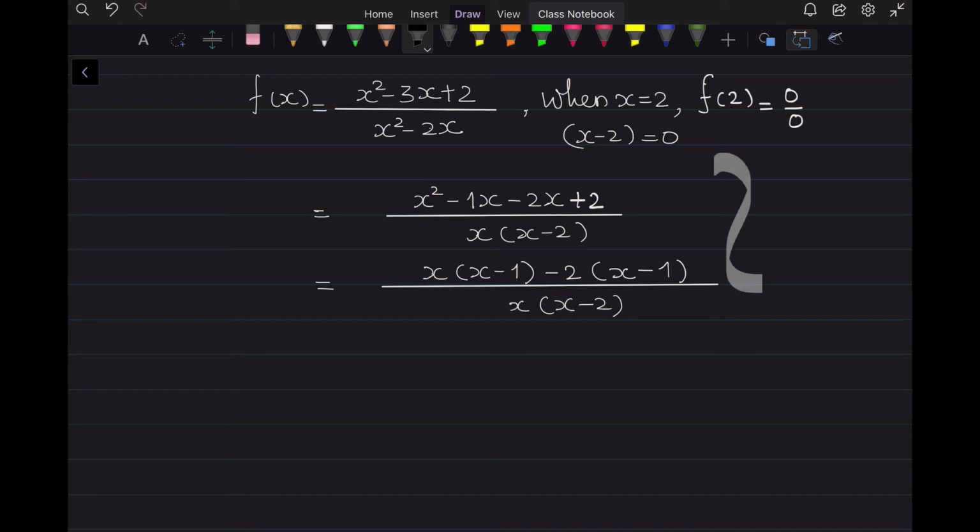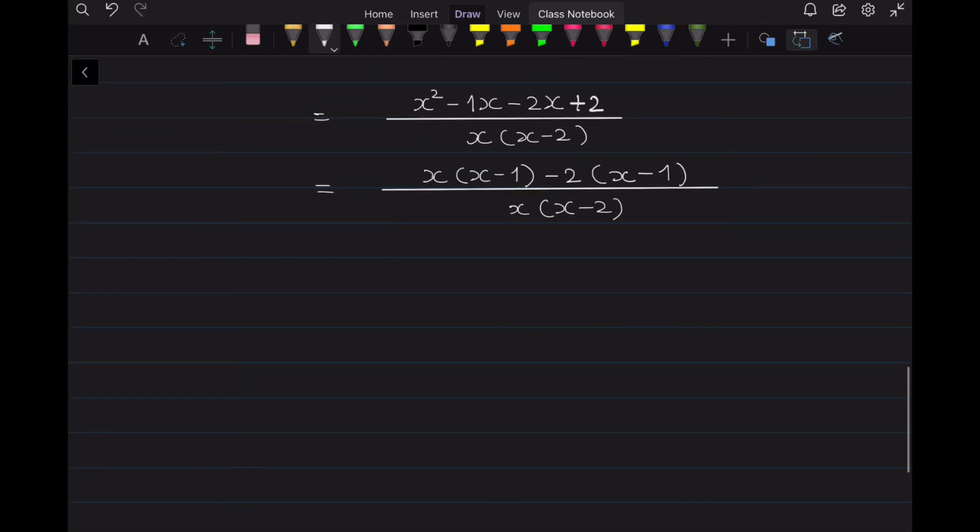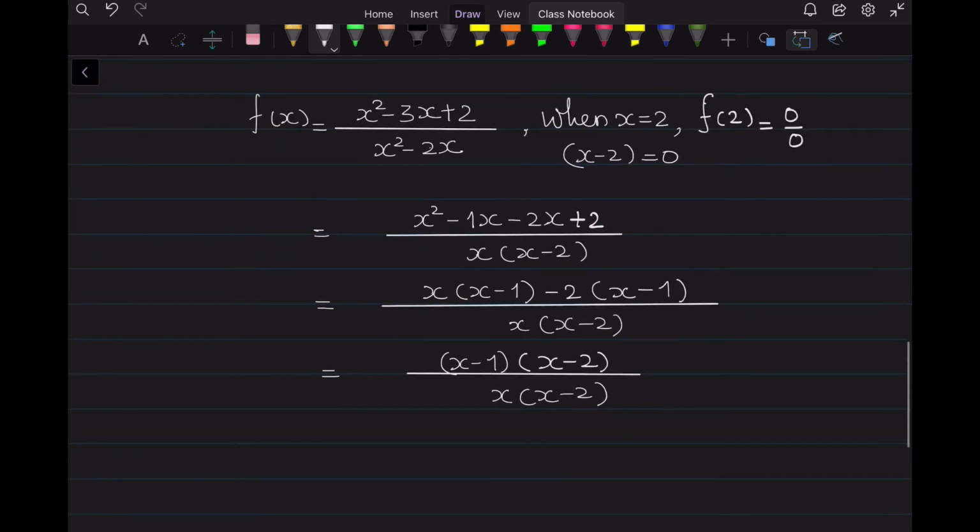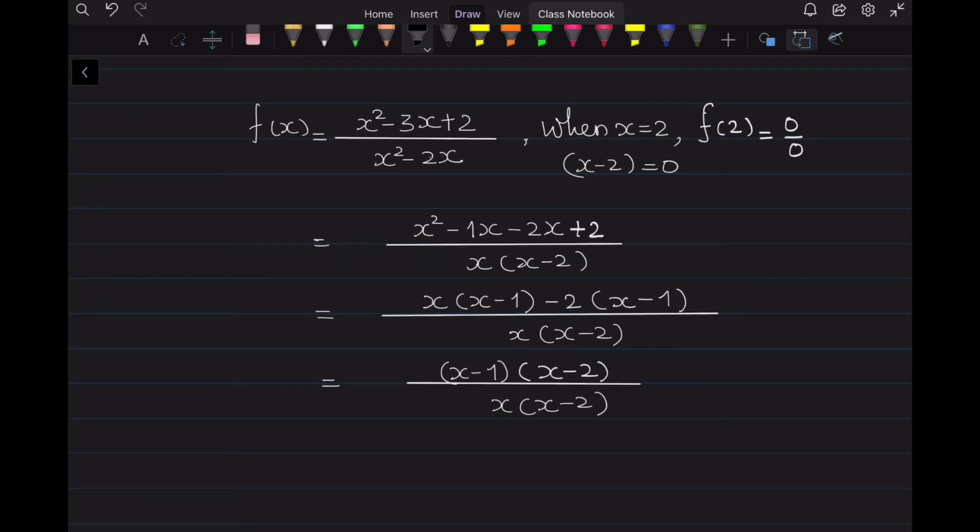So I'm not doing anything new here. These are just a few simple steps of algebra in order to factorize the numerator and the denominator. And we are almost there. So now here I can see that x minus 1 is present in this term as well as in this term. So I can write this as x minus 1 as common, and I will be left with x minus 2 inside. It is divided by x times x minus 2.